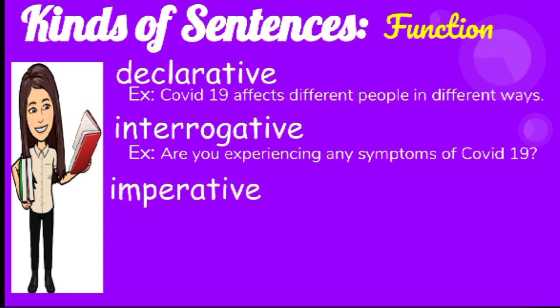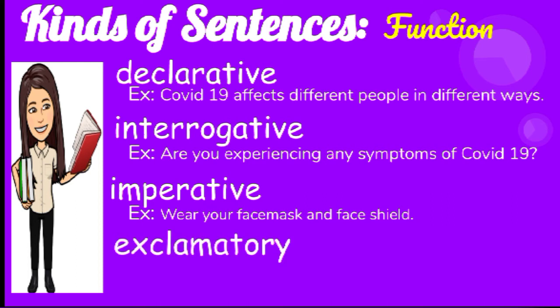Next, we have the imperative sentence. Imperative sentence gives an order or a direction and ends with a period. Example, wear your face mask and face shield. Then the last one is the exclamatory. Exclamatory sentence expresses strong or sudden emotion and ends with an exclamation mark. Example, a lot of people die because of COVID-19. So the kinds of sentences according to function are declarative, interrogative, imperative, and exclamatory.